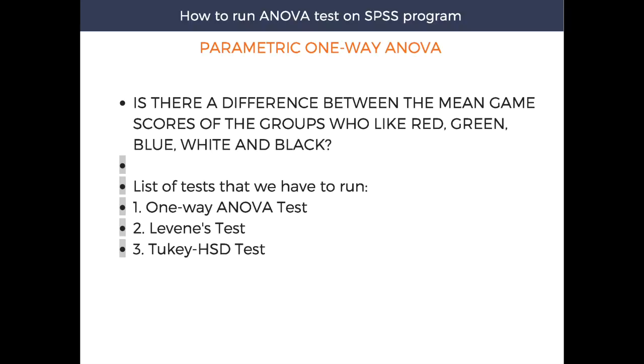Okay, so this is the list of tests that we have to run. The first one is the one-way ANOVA test, followed by the Levene's test, and then the post-hoc Tukey HSD test. Okay, let's go to the different steps.